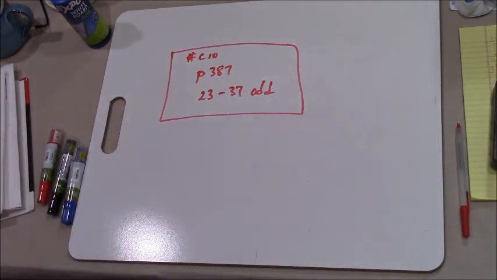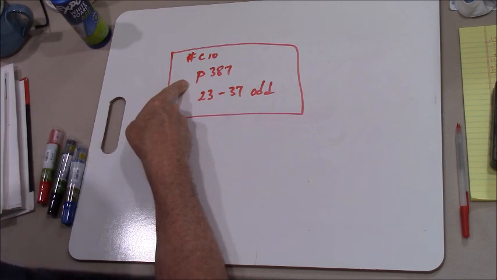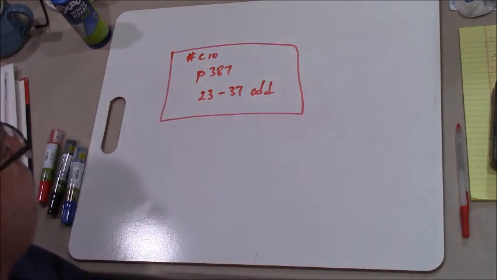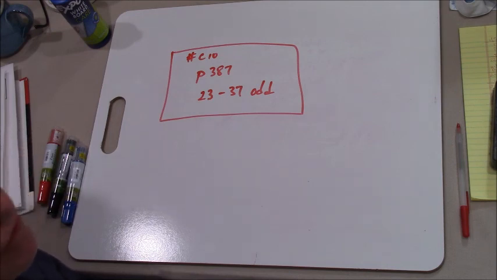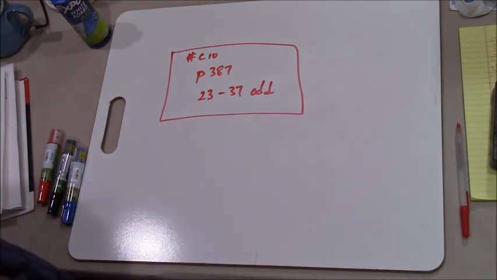All right, so that's what we have for today. So this would be assignment number C10, page 387. We're going to do 23 to 37 odd. And just looking a step forward, what we have for Thursday this week is solving trig equations. And all this stuff that we did with simplifying and verifying will help us out with that as well.